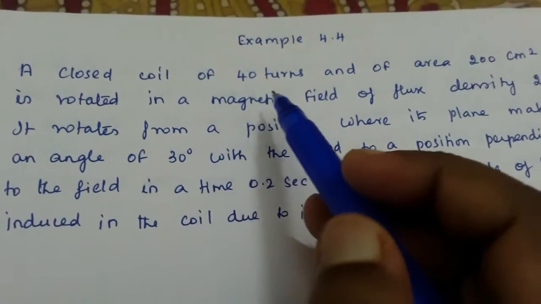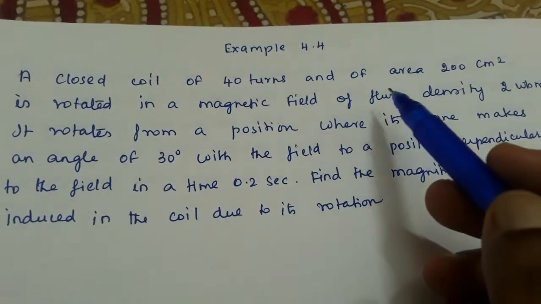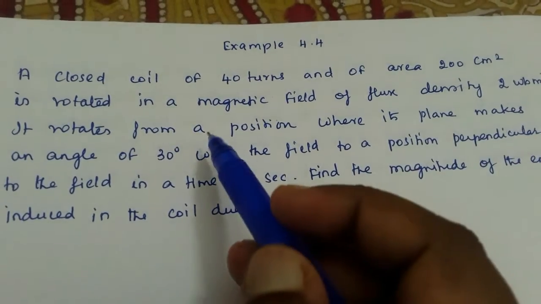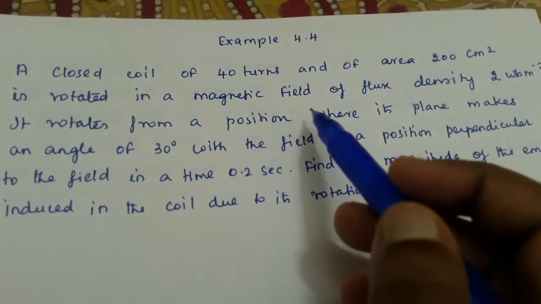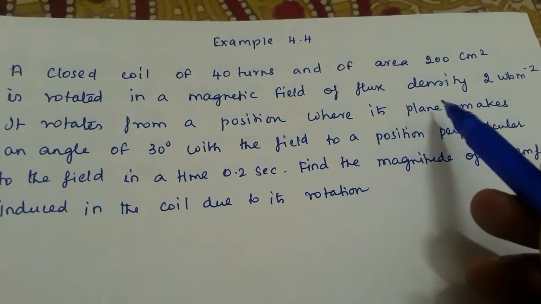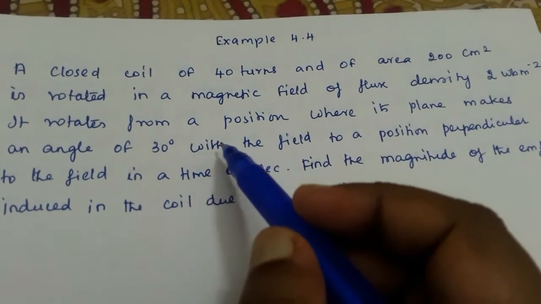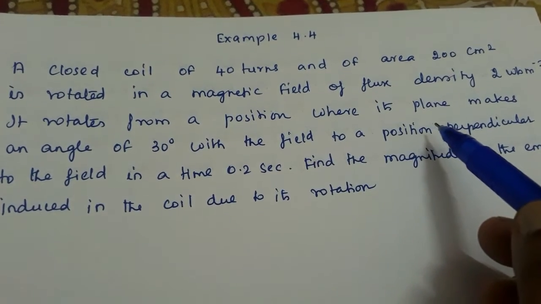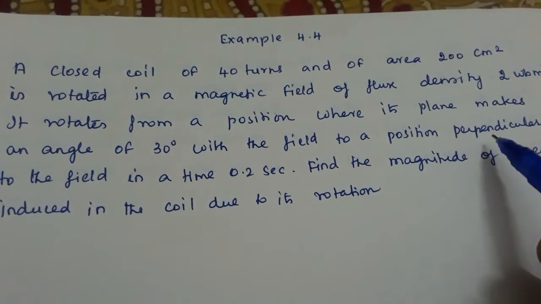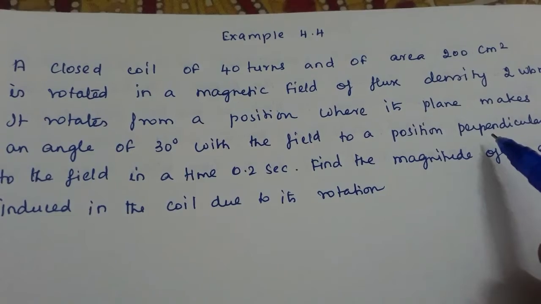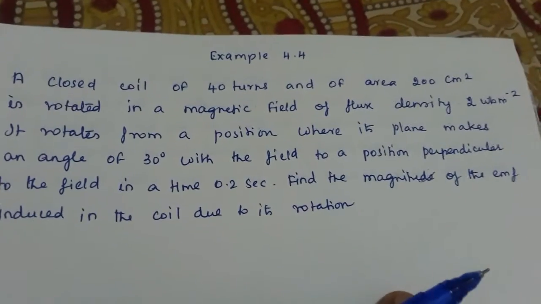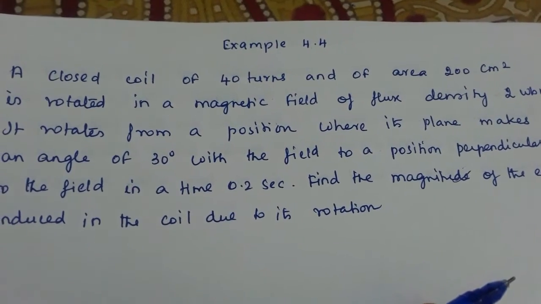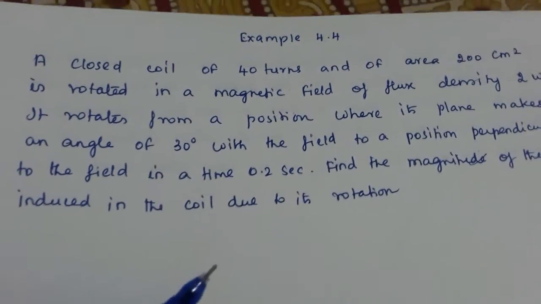A closed coil of 40 turns and area 200 centimeters square is rotated in a magnetic field of flux density 2 Weber per meter square. It rotates from a position where its plane makes an angle of 30 degrees with the field to the position perpendicular to the field in a time 0.2 second. Find the magnitude of the EMF induced in the coil due to its rotation.